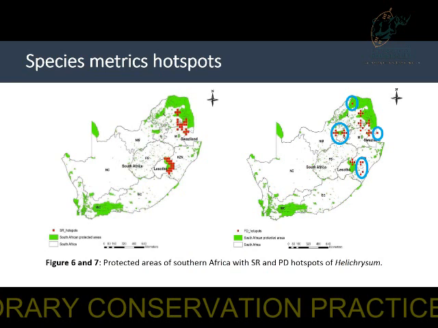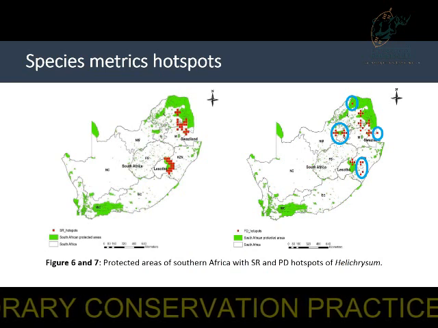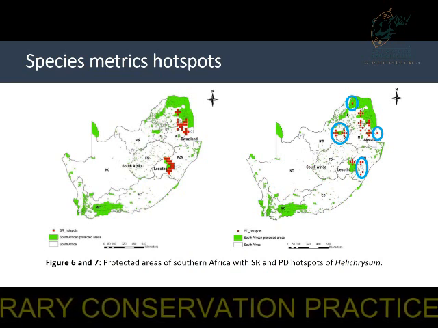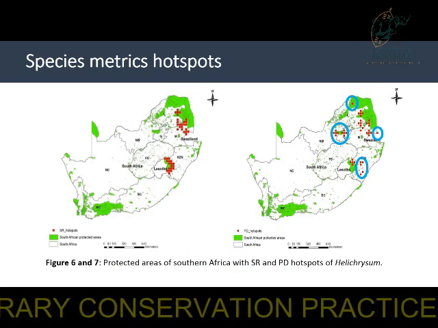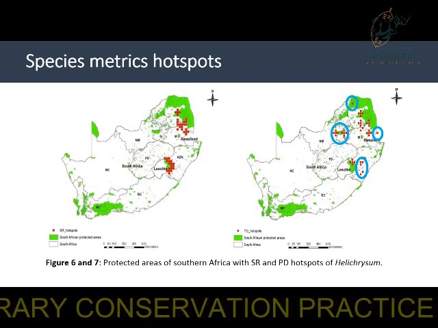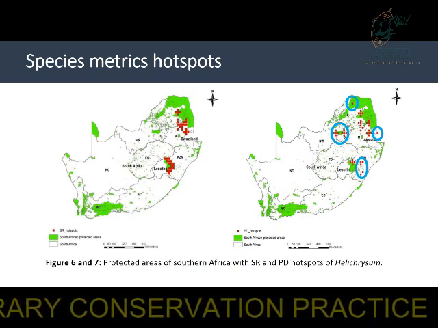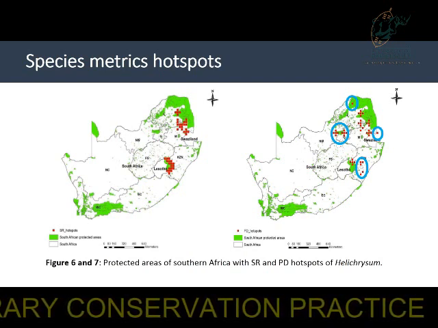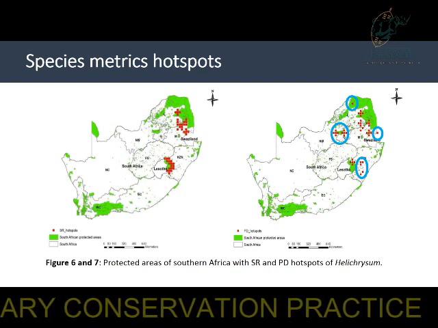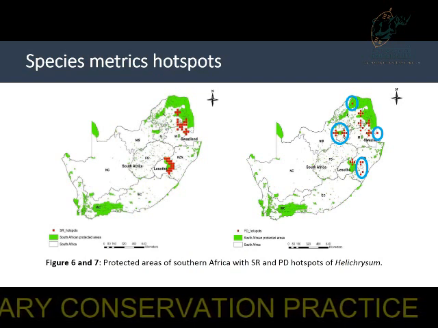The hotspots identified using species richness and using phylogenetic diversity did overlap in the Drakensberg, Barberton, Volkberg, and Sekhukhune areas, but phylogenetic diversity did reveal additional hotspots in the Tugela, Magaliesburg, and Johannesburg areas. So there was high overlap between the two metrics.